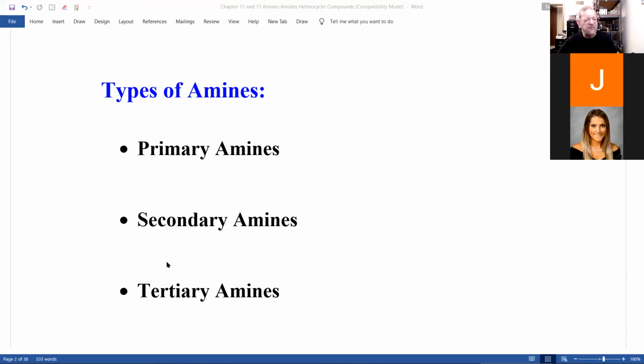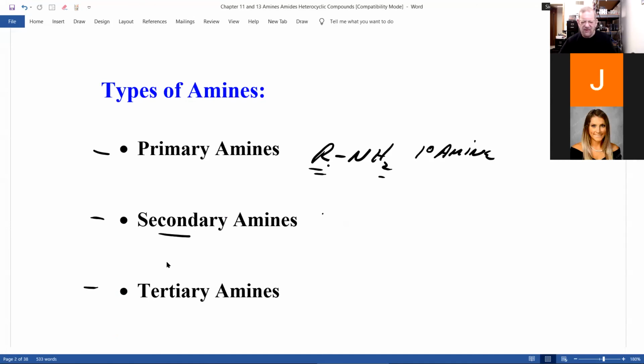There are 3 types of amines. Primary amine, when there's 1 R group on the nitrogen. And notice 1 R group plus 2 hydrogens, 3 bonds to nitrogen. And this is called a primary amine, also abbreviated this way. Secondary amines, you have 2 R groups on the nitrogen. And remember, there's 3 bonds to nitrogen, so that's why there's only 1 hydrogen, not 2. And we sometimes will abbreviate it like this.